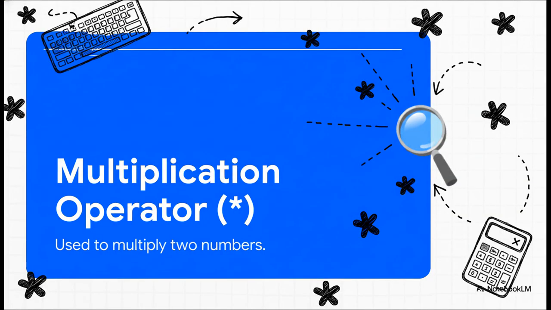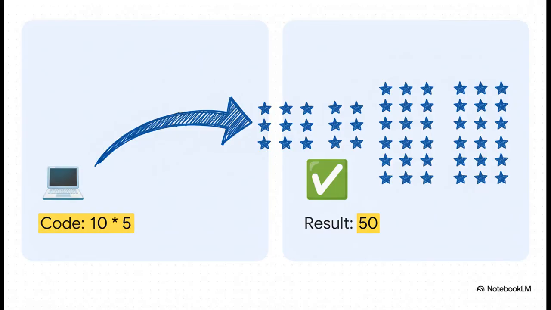Okay, now for multiplication, there's a small twist. In programming, we don't use the X symbol. Instead, we use the asterisk. You know, the little star symbol. That's how you tell Python to multiply. So when you type 10 times 5, you're telling the computer, hey, give me 10 times 5. And the result is, of course, 50. The concept is identical, just a slightly different symbol.